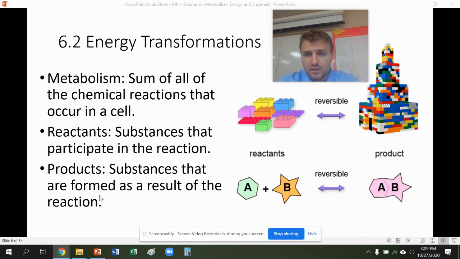This is a chemistry term. These are two chemistry terms we've got to know: reactants and products. Reactants are just whatever goes into the reaction. The products are what comes out. We're going to see this a lot within enzyme reactions. So again, reactants go into the reaction. Products are what comes out.